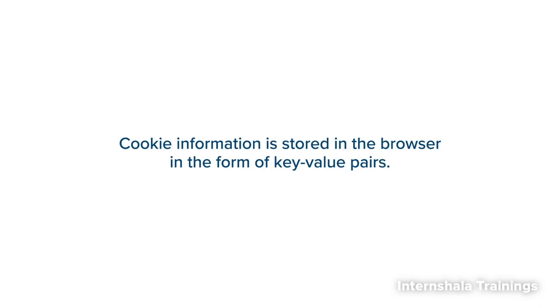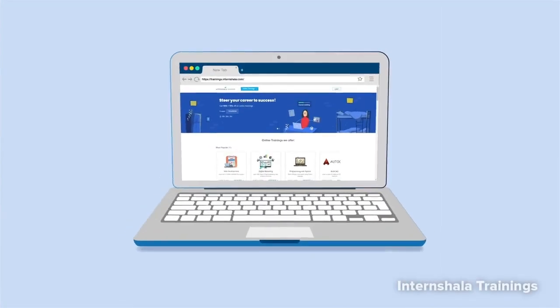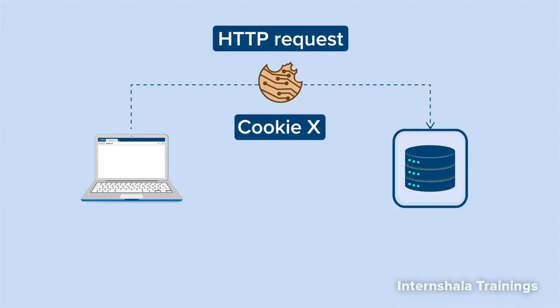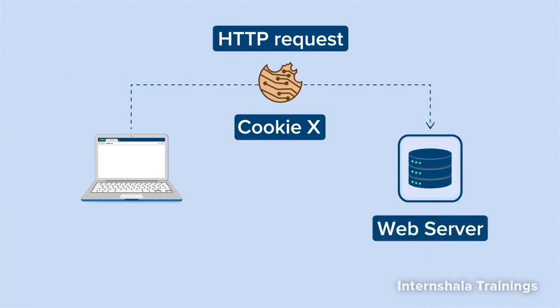The cookie information is stored in the browser in the form of key value pairs. And every website stores their own set of information in the form of cookies. This information automatically goes along with every HTTP request we make for that website through that browser. For example, if you open YouTube, cookie information stored for YouTube will go along with that HTTP request. Similarly, if you open Facebook, cookie information stored for Facebook will go along with that HTTP request.